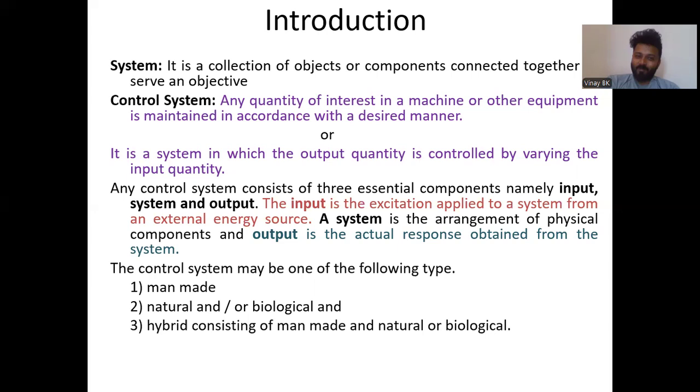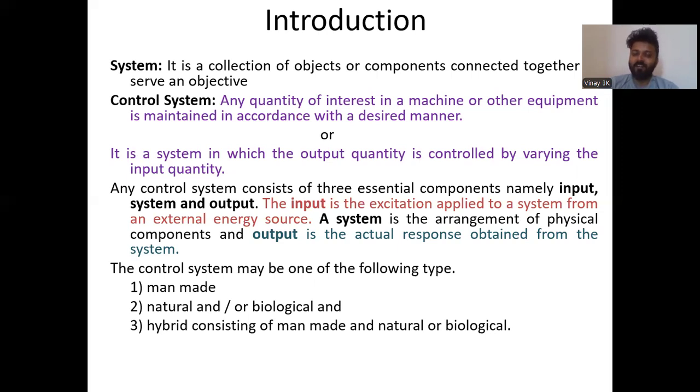Like that, a control system: you need to control that object. Any quantity of interest in a machine or other equipment is maintained in accordance with the desired manner, meaning we need to control a system. Instead of a community, you can consider electrical equipment like machines. You need to maintain that electrical equipment in a desired manner. That maintenance is nothing but controlling. Or else you can say it is a system in which the output quantity is controlled by varying the input quantity.